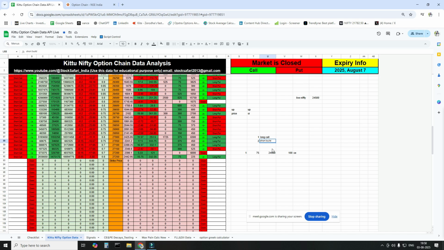Short build-up means if the price is going down but the open interest is increasing, that means the same approach. Now if the price is going down but the open interest is increasing, what I'm doing here is squaring off my positions. Okay, you understood, right? I'm squaring off whatever contract I have created here.